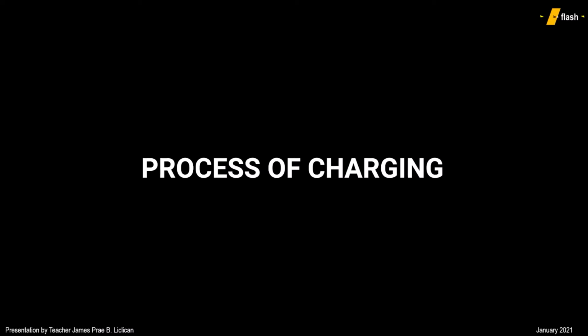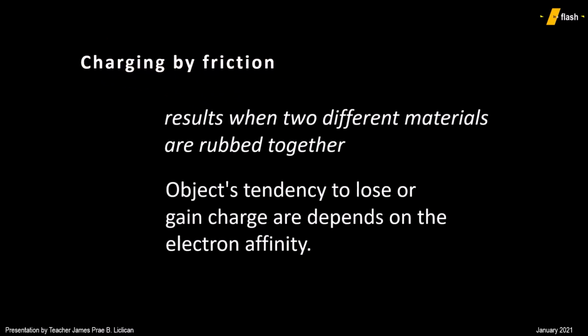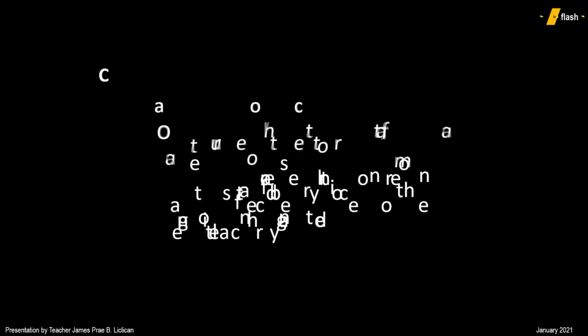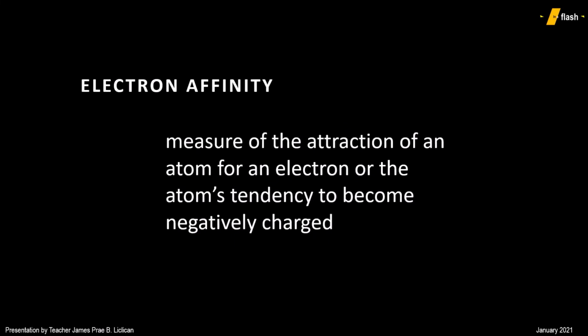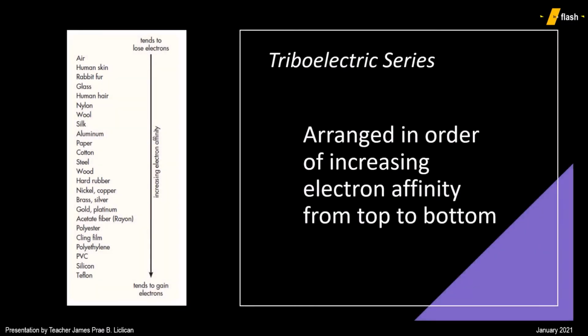According to Benjamin Franklin, a body can acquire charges by rubbing objects together. This process of charging is called charging by friction. An object's tendency to lose or gain charge depends on the electron affinity. Electron affinity is a measure of the attraction of an atom to an electron. Materials of higher electron affinity have the tendency to gain more electrons, making them negatively charged, while materials with lower electron affinity have the tendency to lose electrons and become positively charged.